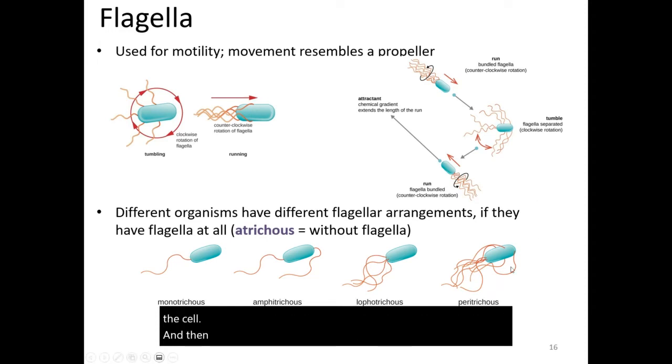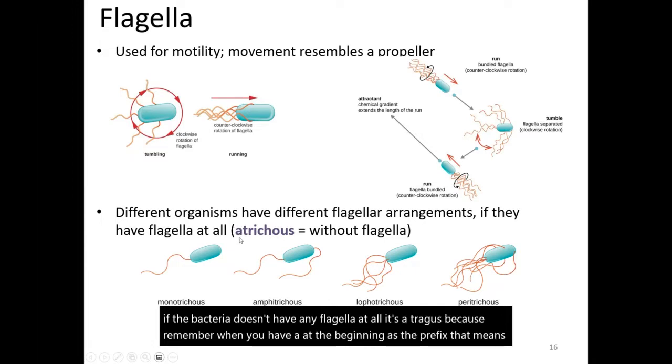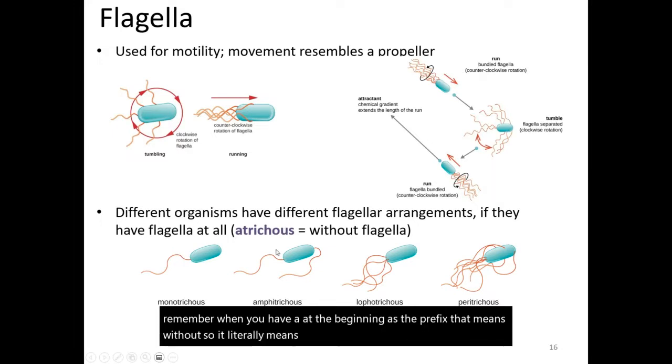And then the other arrangement is peritrichous. No clever way for what peri means, but how I think of it is a peritrichous organism looks really hairy, right? So peritrichous looks hairy. So that's how I remember it personally. So then if the bacteria doesn't have any flagella at all, it's atrichous. Because remember, when you have a at the beginning as the prefix, that means without. So it literally means without flagella.